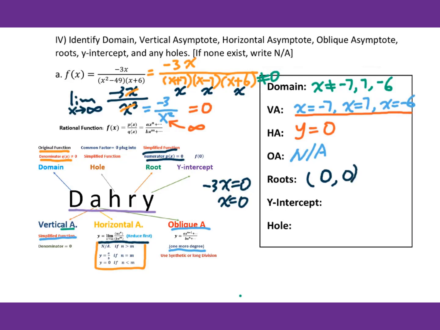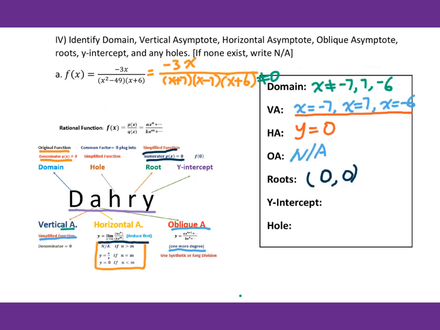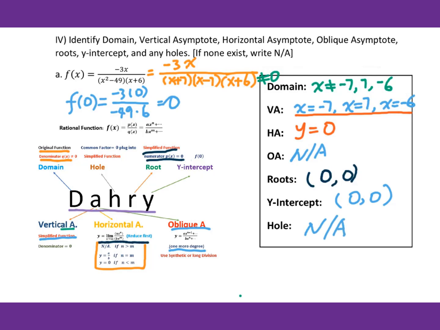For the y-intercept, you need to find f of 0. Now we need to plug 0 into the function. F of 0 equals negative 3 times 0. Since your numerator equals 0 already, it doesn't matter what the denominator is, it will be 0. So the y-intercept is 0, 0. No hole for this rational function because there is no common factor to be reduced.